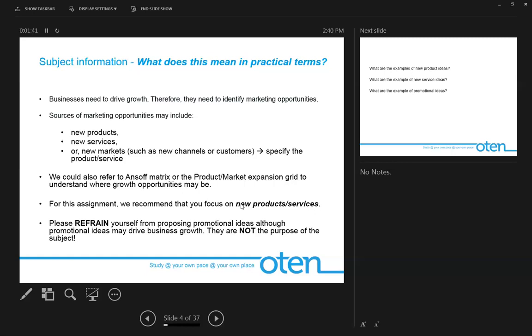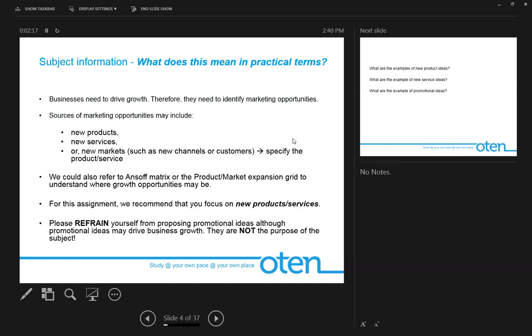And to help us understand this further, we can also refer to the Ansoff matrix or product market expansion grid to drive business growth. Okay. For this assessment, we recommend you to focus on new products or services. You can also refer to new markets, but I would recommend you to focus on new products or services.